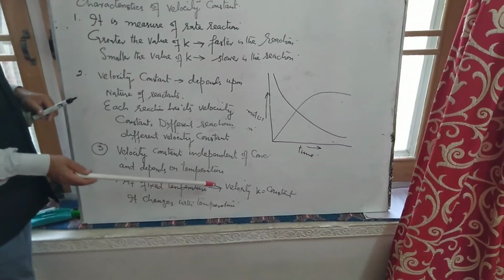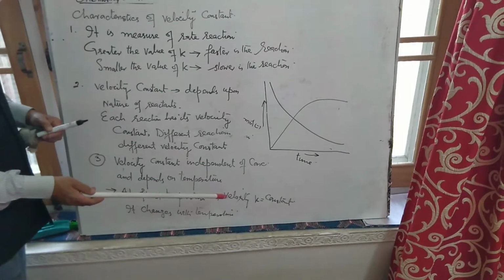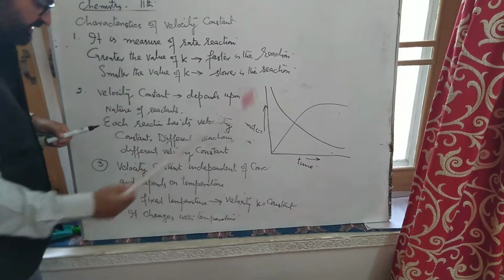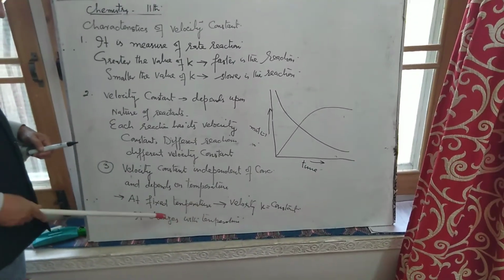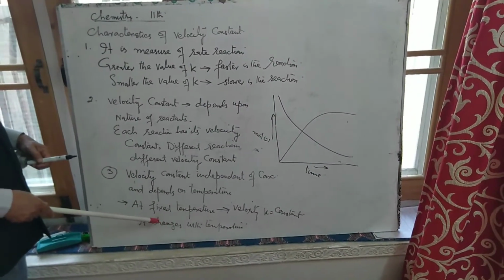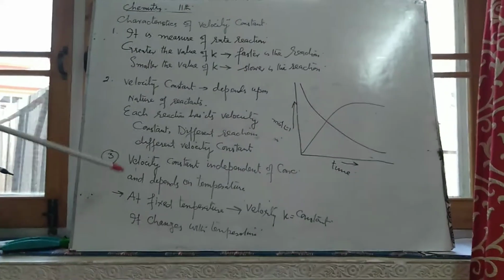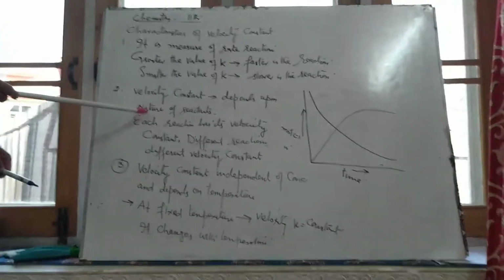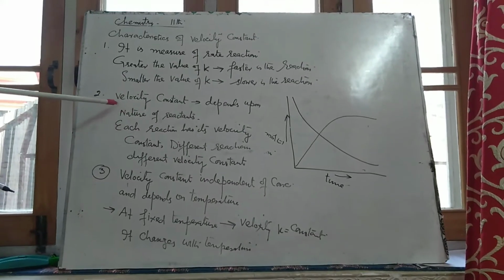The velocity of a reaction has a velocity constant, which is fixed, that is, it is constant, and it changes with temperature. That means the velocity constant, or the rate constant, changes with temperature. I have discussed the velocity constant terms. What are the characteristics of the velocity constant?